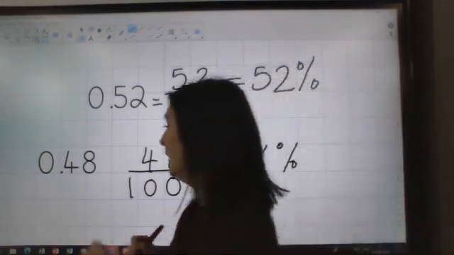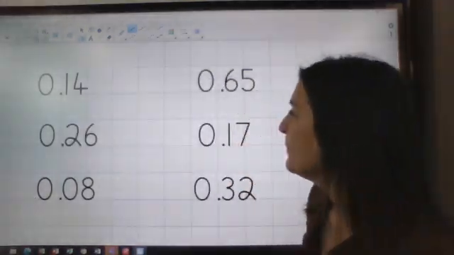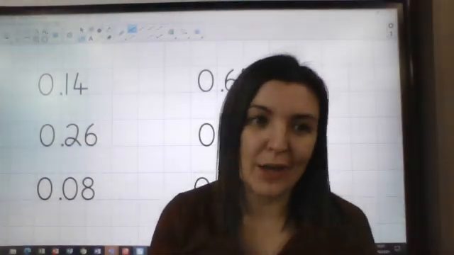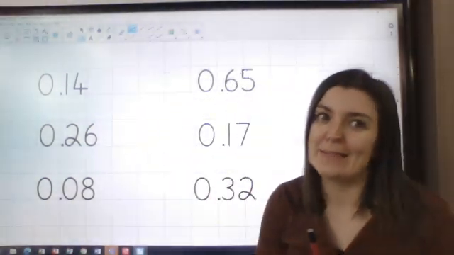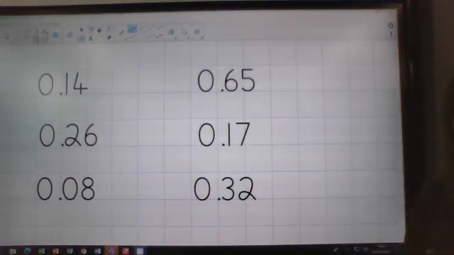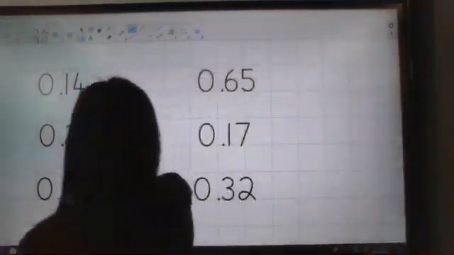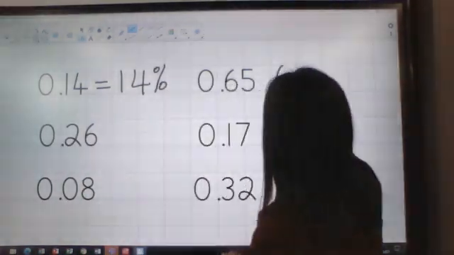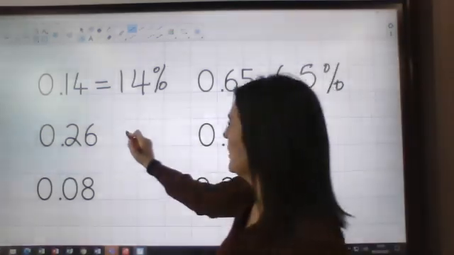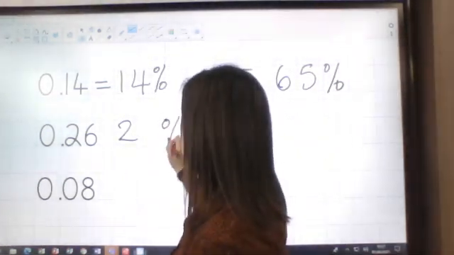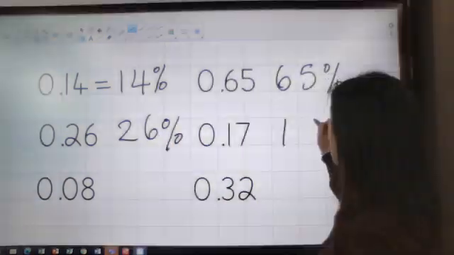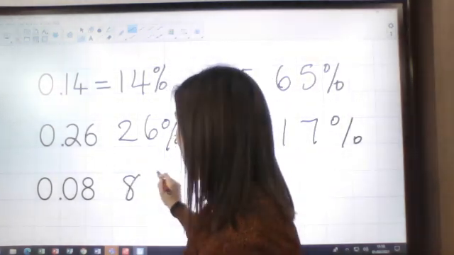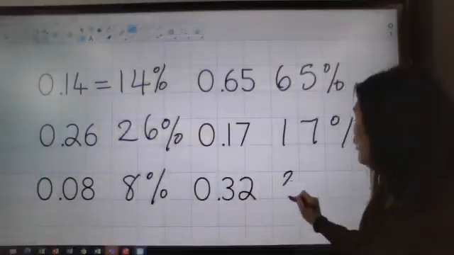Okay, so I've got a few like that for you to look at. And I want you to pause the video and have a little go at these, but I don't think this is going to take you very long at all, because these are lovely and easy. Okay, so I'll quickly go through them. So this one would be 14%, 65%, 26%, 17%. This one is just 8%. And this one would be 32%.